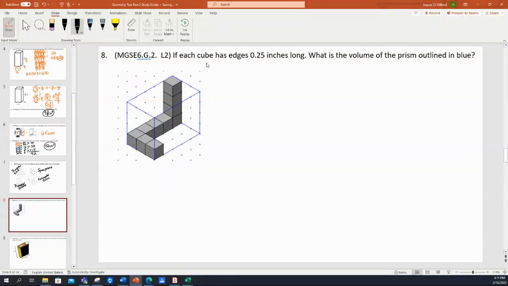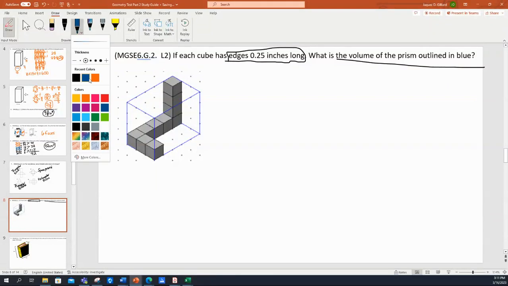Number 8. If each cube has edges that are 0.25 inches long, excuse me, y'all, I gotta get myself together, it's been a long day. What is the volume of the prism outlined in blue? Okay, this is simple, and I love this one.